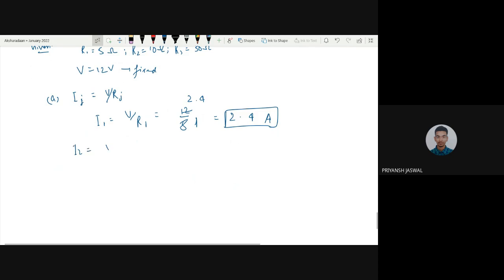Similarly, I2 is V by R2, 12 by 10 ohm. Simple, 1.2 ampere. I3 is equal to V by R3 again. It is 12 by 30, becomes 1.2 by 3. So it becomes 0.4 ampere.